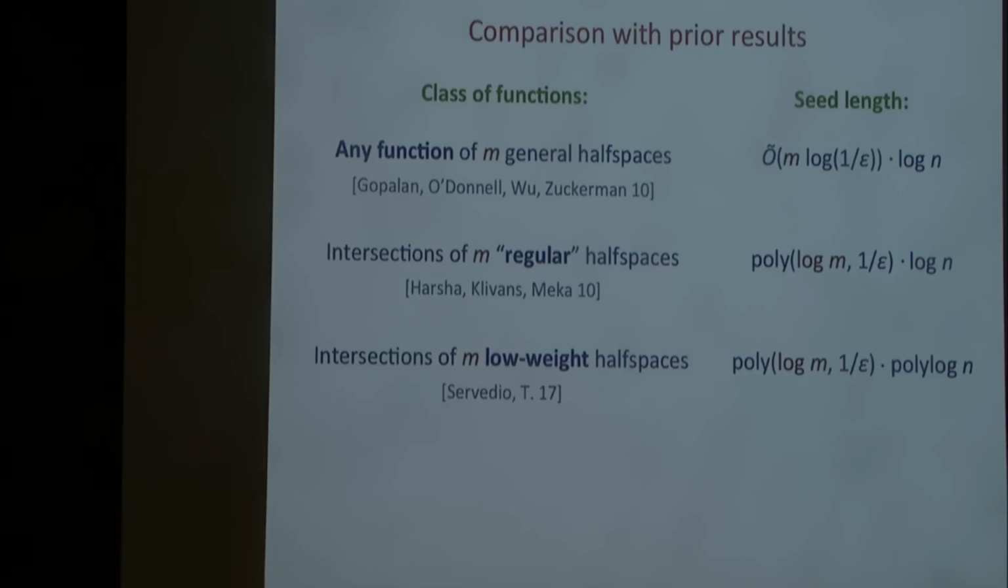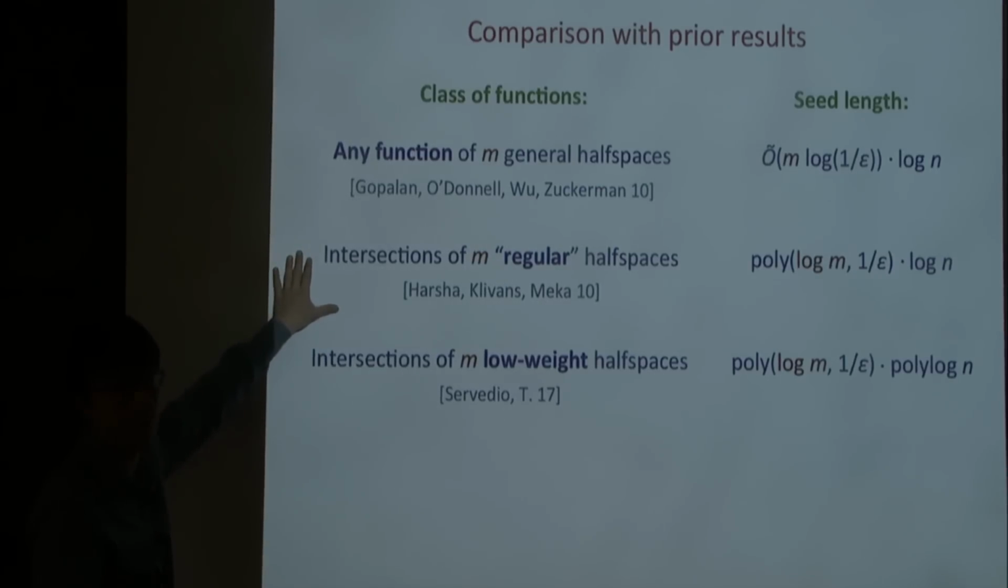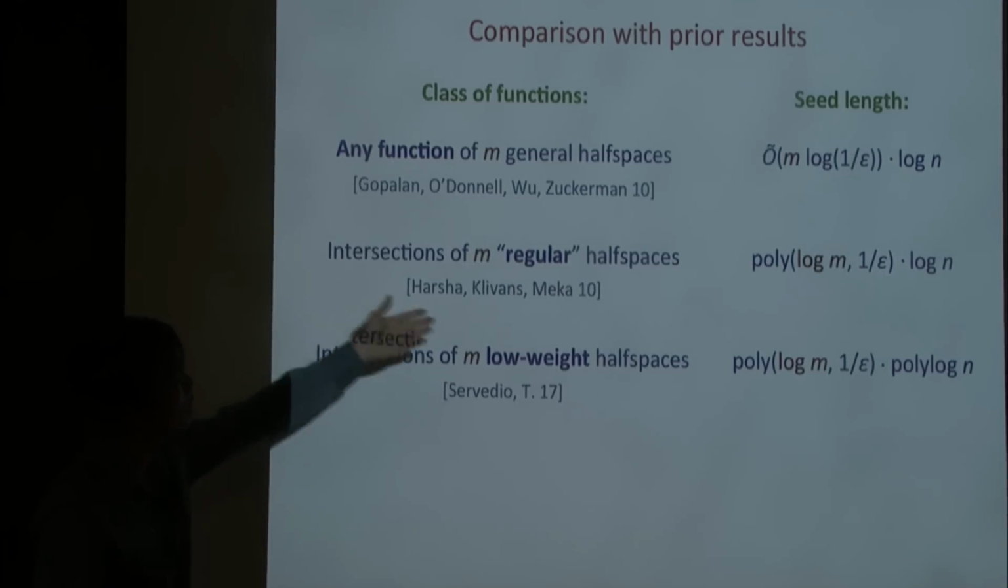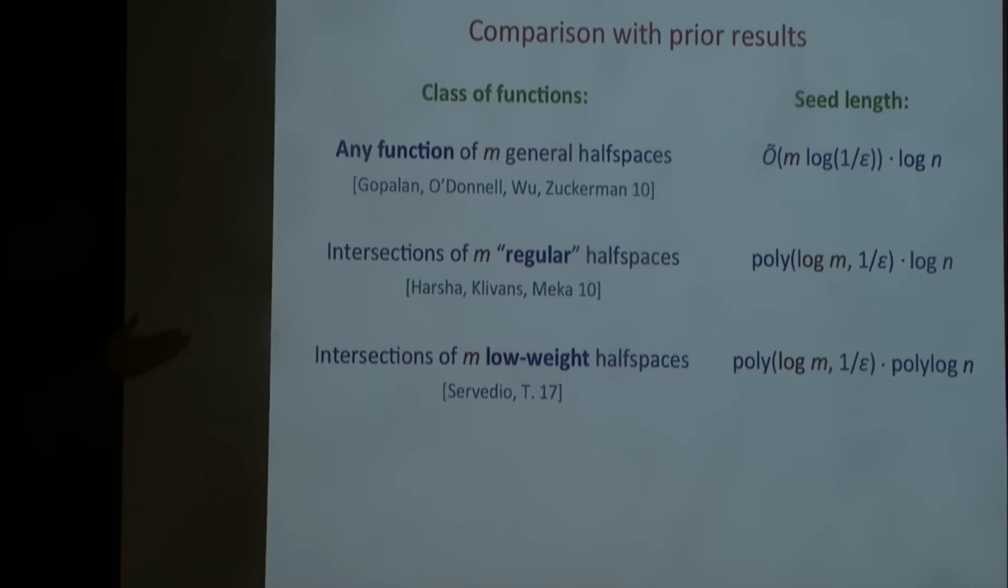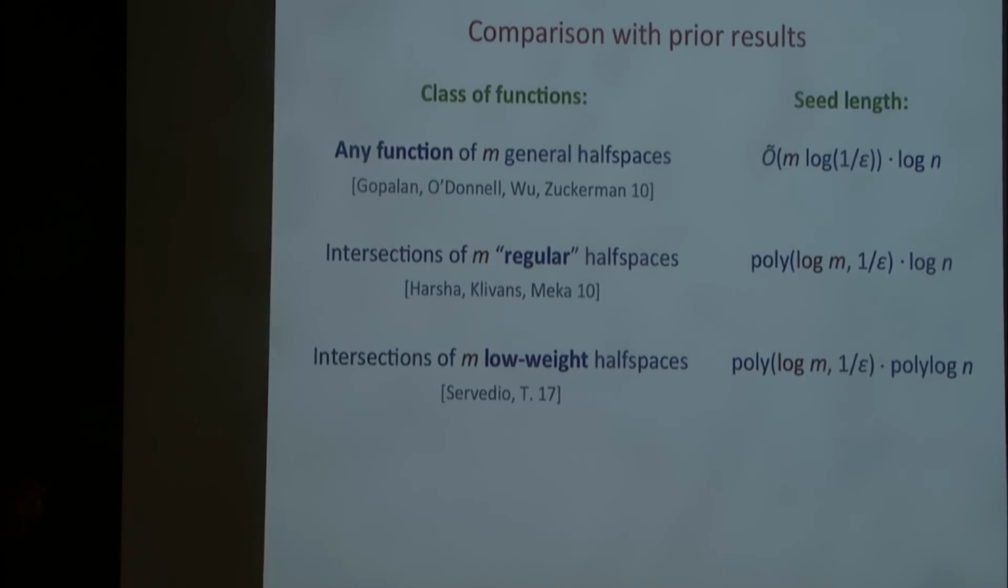Not all half spaces look like that. But if you give me an intersection of m regular half spaces, I should say that all the half spaces have to be regular, then they achieve a very nice seed length of polylog m. The key here is polylog m. Let's focus on the dependence on m.